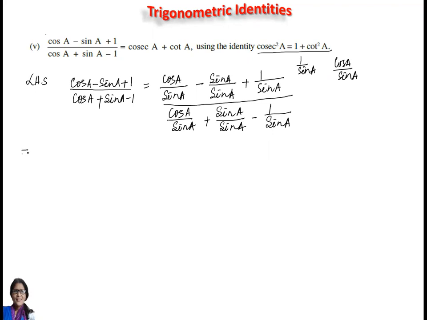Let us see what I made. I made (cot A minus 1 plus cosec A) upon (cot A plus 1 minus cosec A).